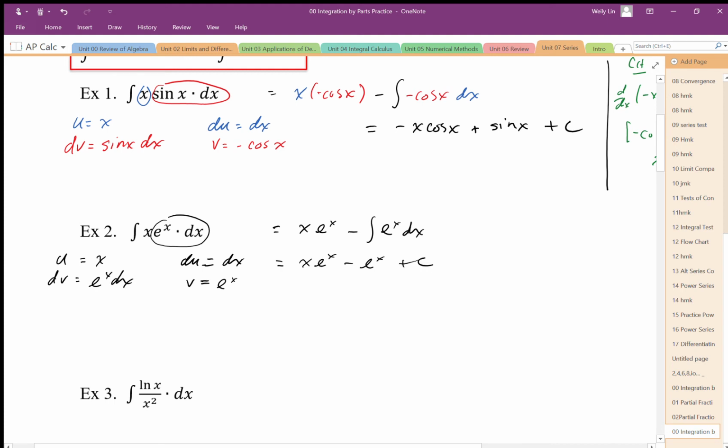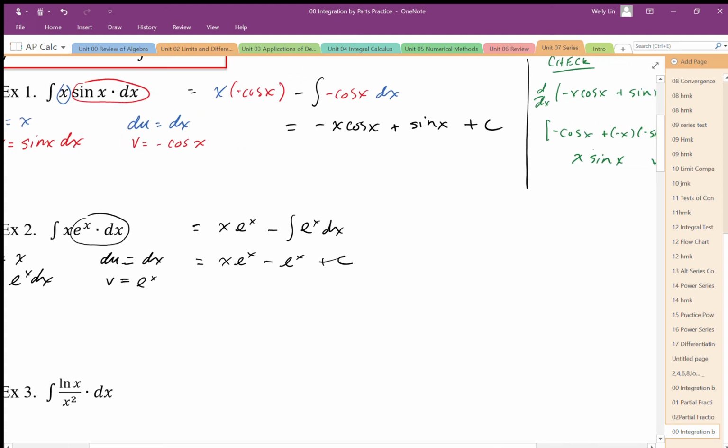Okay. And again, we don't need to check all of these, but for now, since this is new, we're going to check some of these to make sure that we are in fact doing this correctly. And secondly, to just verify this actually does work. So I'm going to differentiate my integral here.